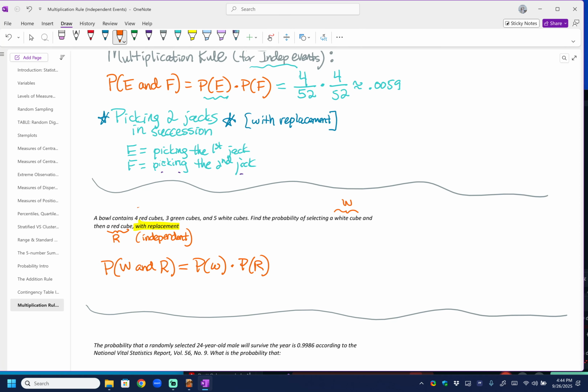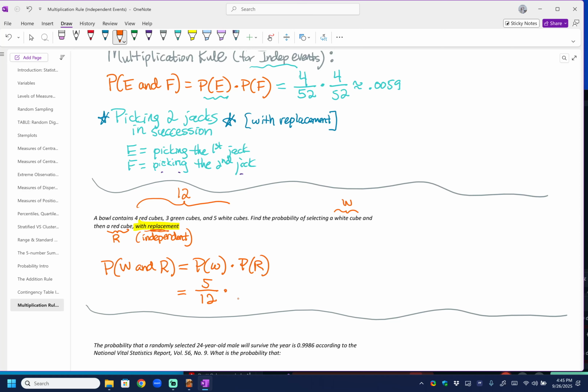Well, we start with the fact that we have 4 plus 3 plus 5 equals 12 total cubes. So therefore, we're going to have 12 in our sample space when we first reach in that bowl to get a cube. And what is the event of getting a white? Well, there's 5 opportunities for that. Now, because we have replacement, we're going to take that white cube, we're going to put it back in the bowl, and it's going to refresh the bowl to 12 cubes.